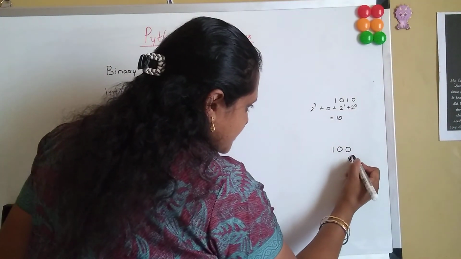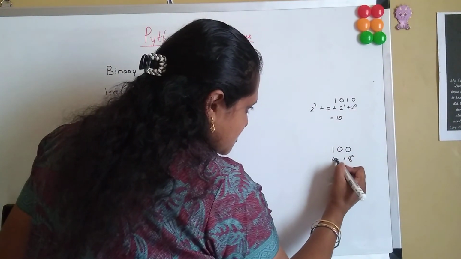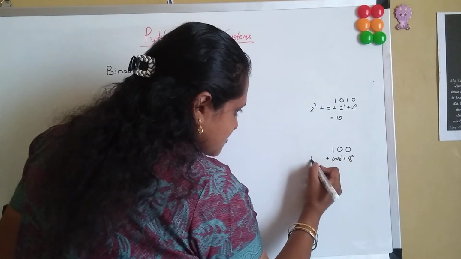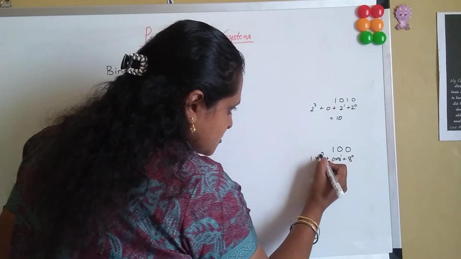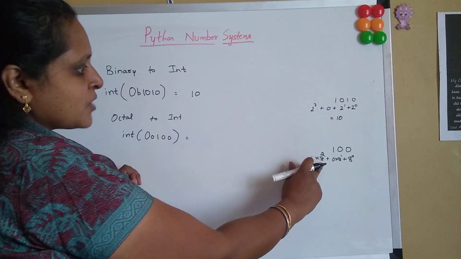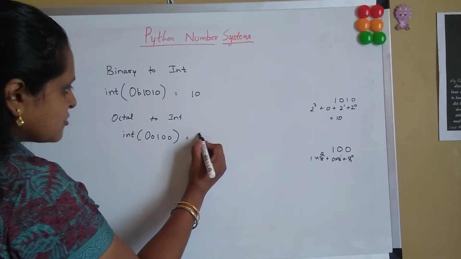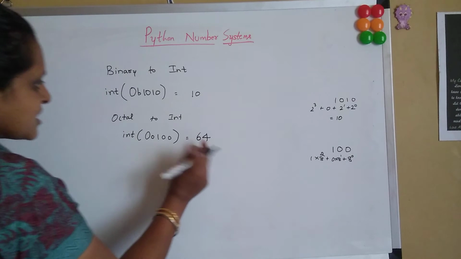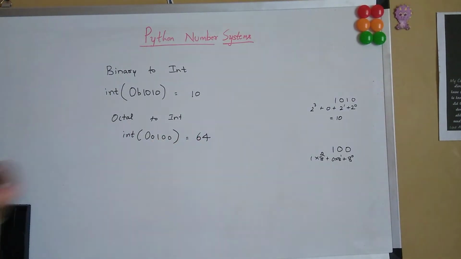It will be 0 into 8 to the power of 0, 0 into 8 to the power of 1, plus 1 into 8 to the power of 2. 8 into 8 is 64. So this value would be equal to 64. The integer value would be 64.